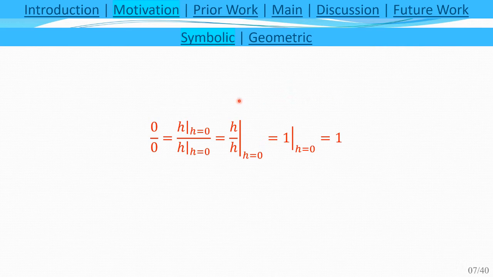Alternately, we may go left. H over h at h equals 0 is h at h equals 0 over h at h equals 0 is 0 over 0. The same rules applied in different orders yield different results.